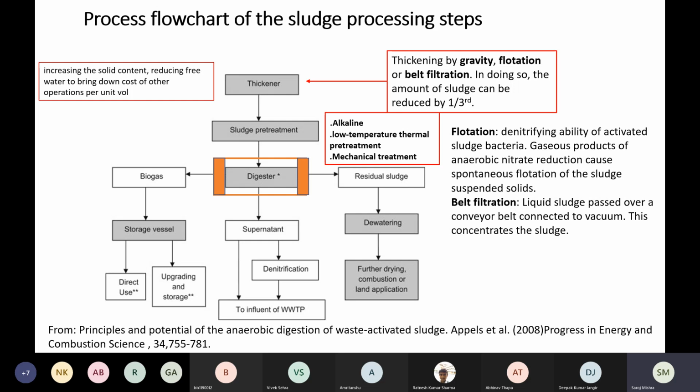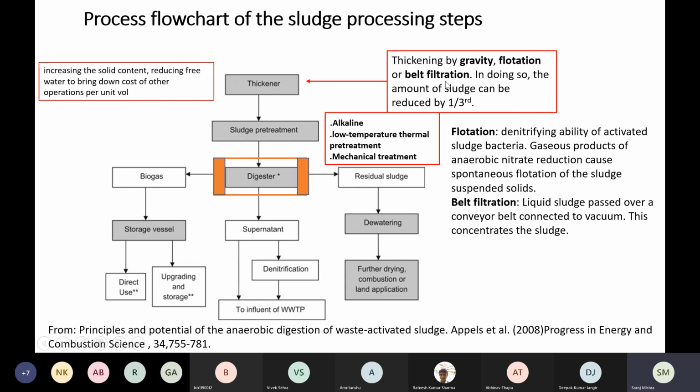Gases are formed. As a result of these gases being formed, along with the gases, a lot of this sludge is also carried upward on the surface of the tank. So all you have to do is remove the upper part of the scum. That is concentration by way of flotation. These gaseous products of anaerobic nitrate reduction will cause spontaneous flotation of the sludge right on the surface, and then it can simply be taken off, and that is also a way of achieving concentration.